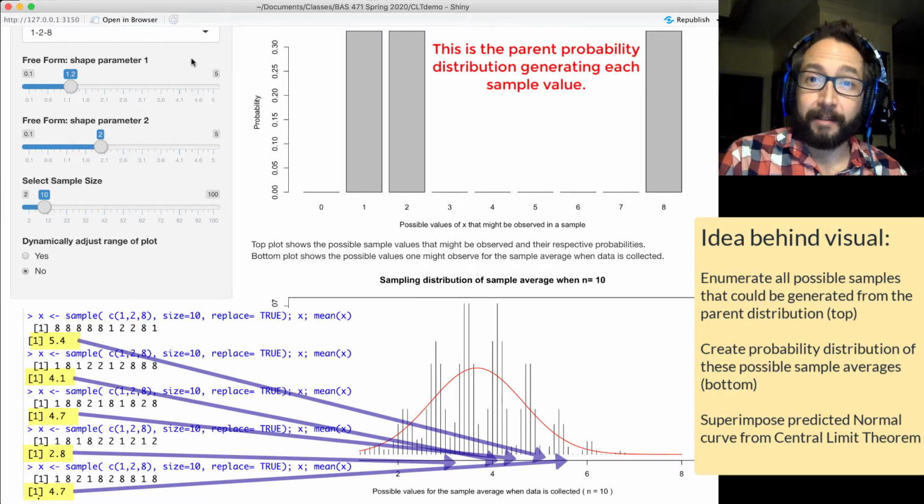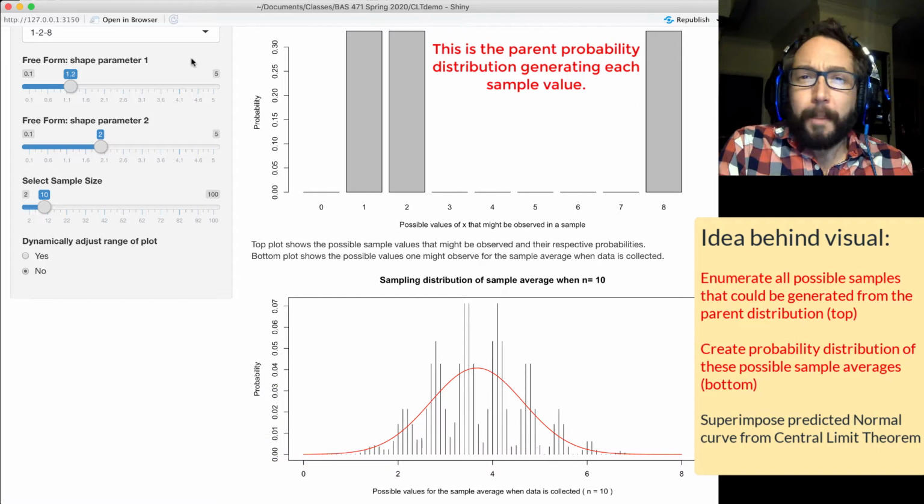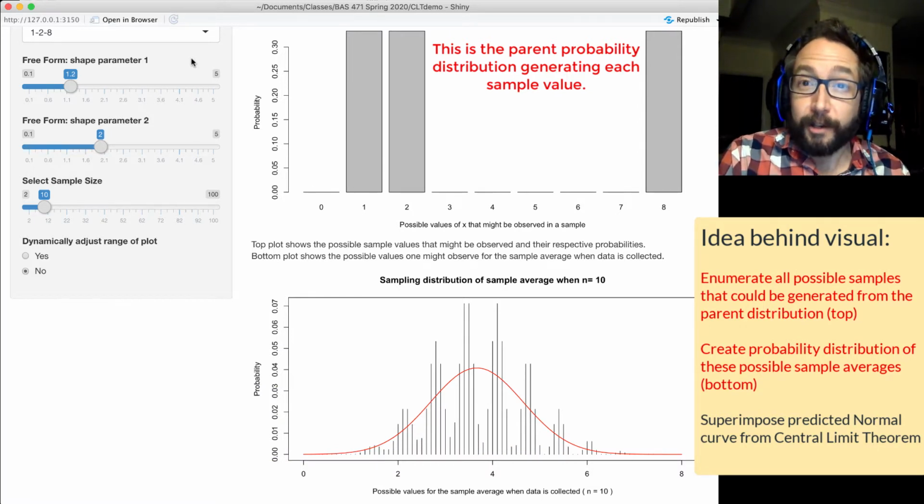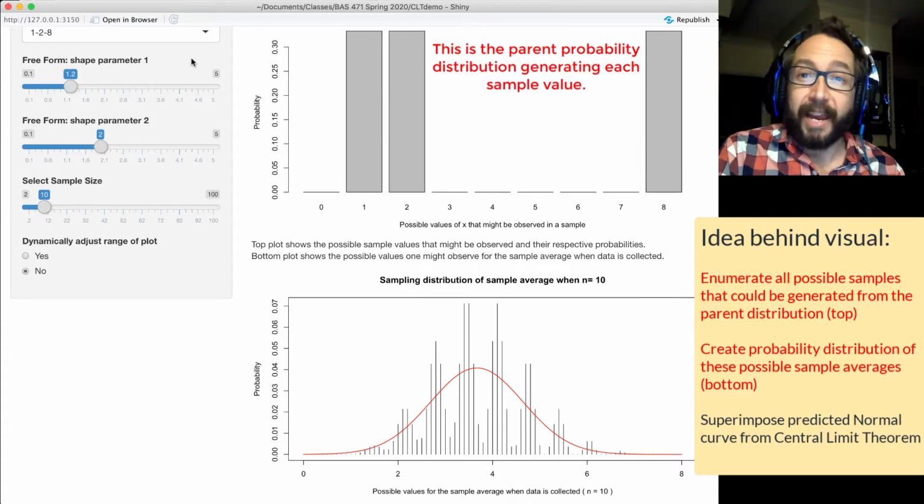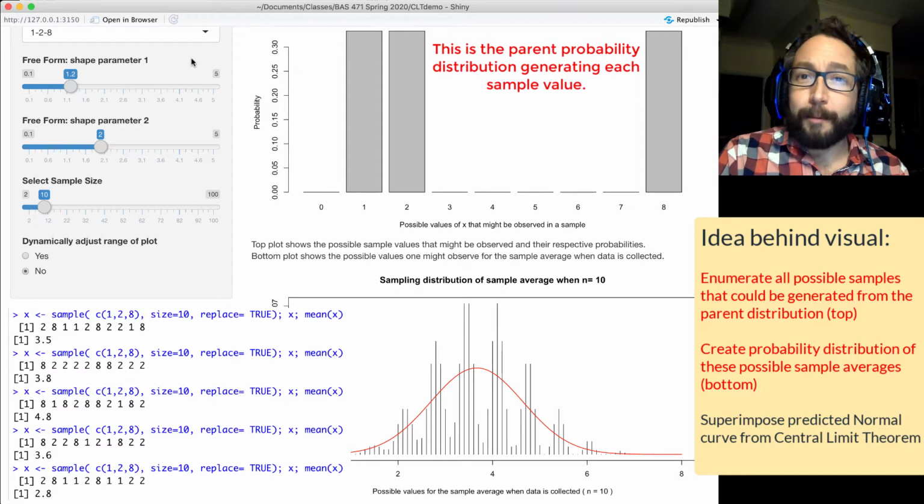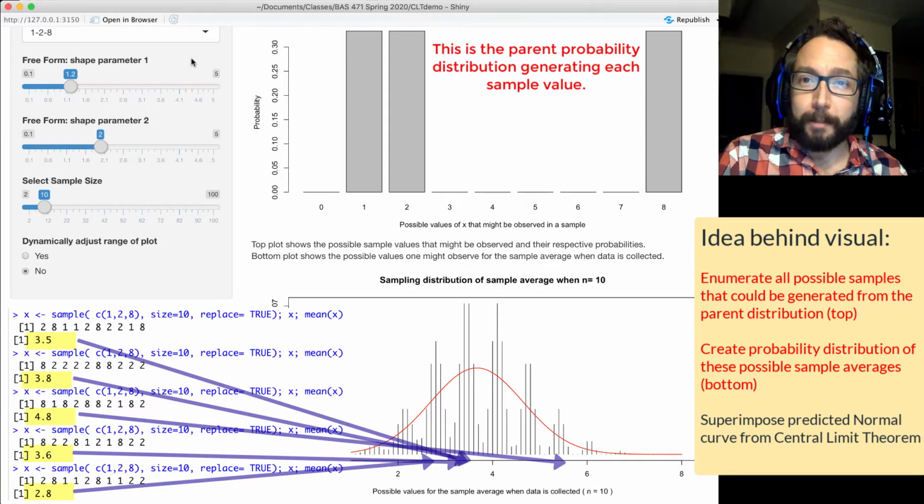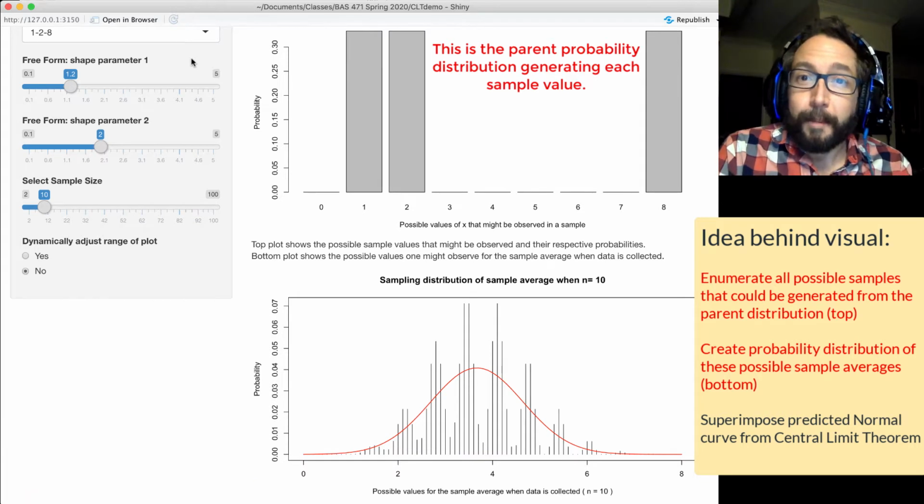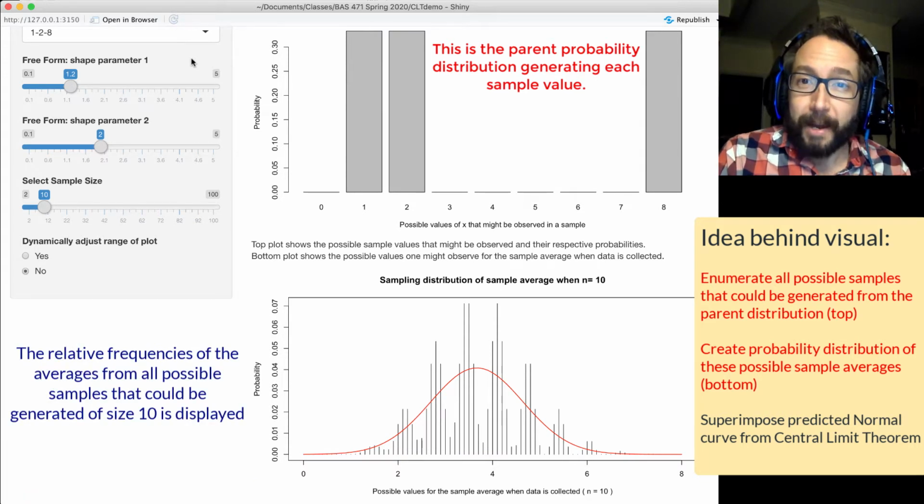of size 10. So if I envision all possible ways those sample values could have come out in a sample of size 10, maybe they were all 1s, maybe they were all 8s, probably some mix of 1s, 2s, and 8s, I can come up with a probability distribution on the sample average itself, the list of possible values that I might see from that sample average and their respective probabilities. And these vertical lines that I see on this plot show me the relative frequencies of the different possible sample averages that I might observe.